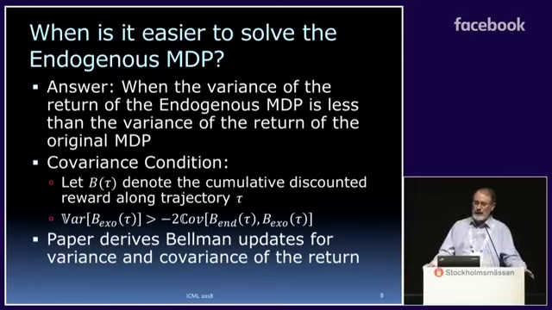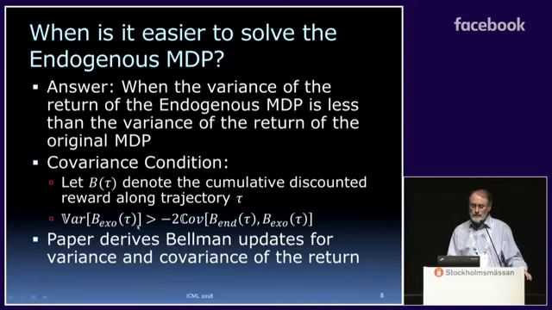Well, not so fast. It turns out that it will be easier to solve the endogenous MDP if it really has lower variance in its returns. So it's possible that if the endogenous returns and the exogenous returns were negatively correlated, then they would actually be stabilizing each other. And so it is possible for that to happen. But in general, we don't observe that.